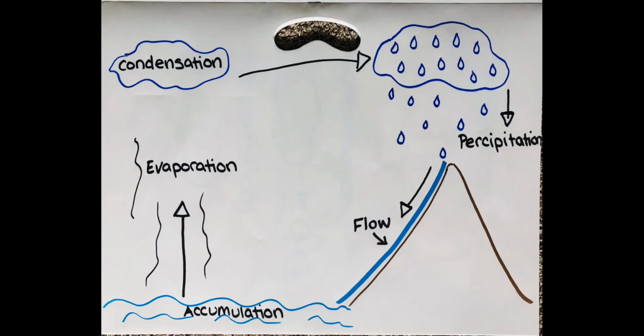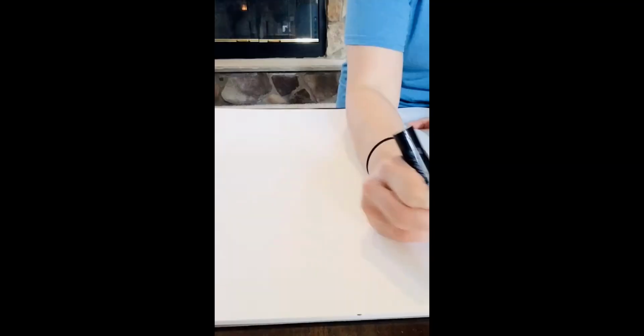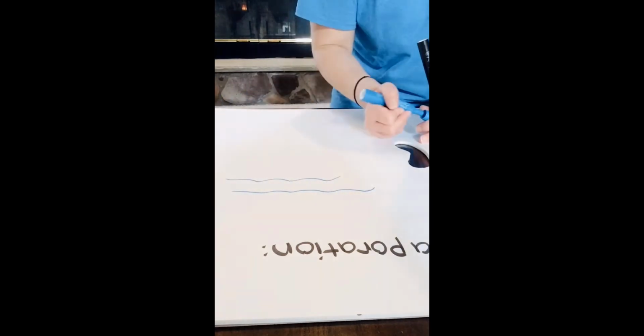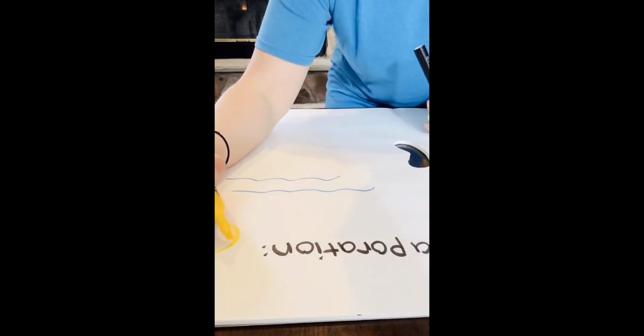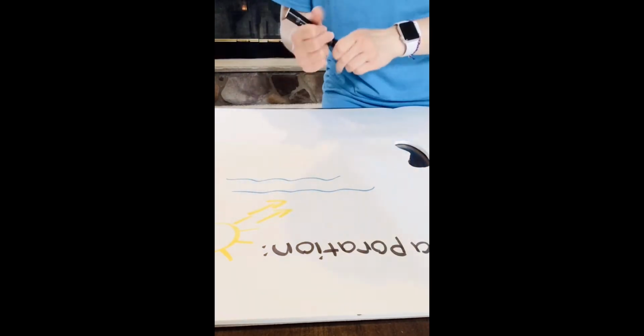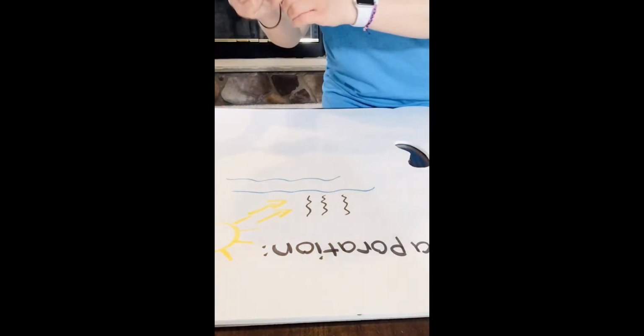Here are our different stages of the water cycle: condensation, precipitation, flow, accumulation, and evaporation. Now let's look a little bit more into each one individually. Let's start with evaporation. Evaporation occurs over bodies of water like oceans, lakes, and streams. It occurs when the heat from the sun warms up the water below. The water then turns into water vapor and heads up into the sky.